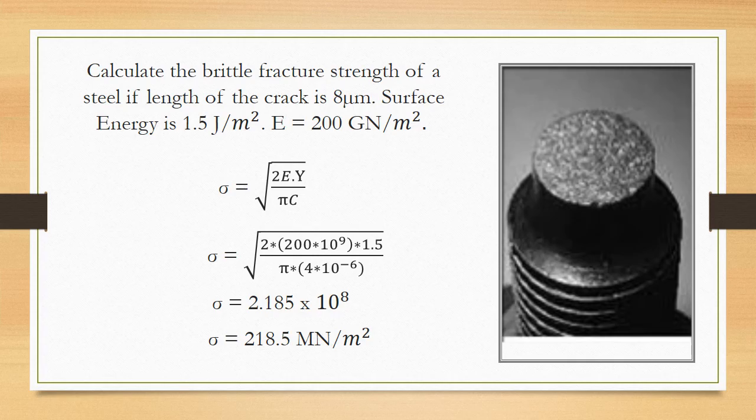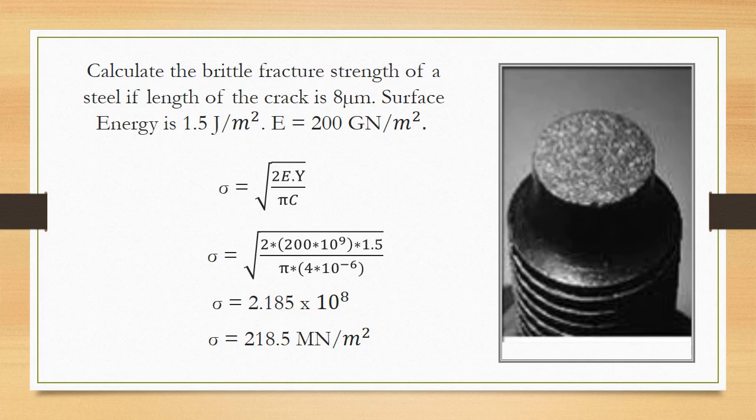Anyway, for a given material, surface energy and Young's modulus are the same. So what determines the brittle fracture strength is the micro crack length. You can see that since it is inversely proportional, when the micro crack length is very high, we need only a small fracture strength to propagate this crack. Obvious.